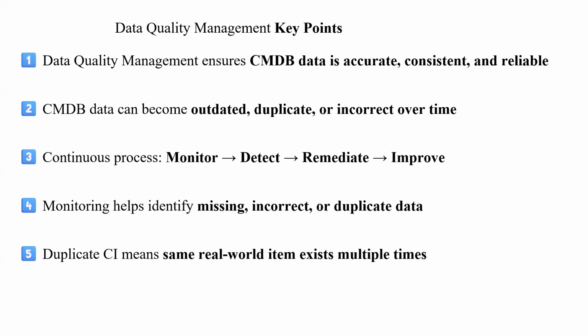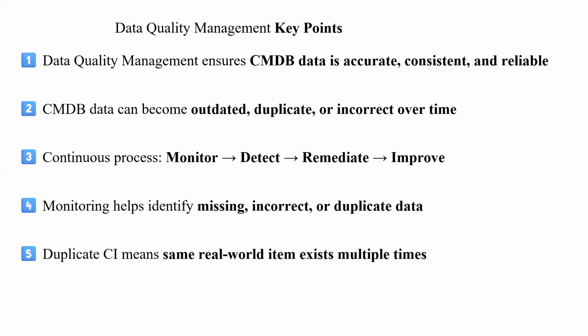Fourth one, monitoring helps identify missing, incorrect, or duplicate data. For example, missing is no IP address, incorrect data is a wrong operating system, and duplicate is the same CA entered multiple times. Fifth one, duplicate CA means the same real world item exists multiple times. For example, one laptop is recorded twice in the CMDB. That's a duplicate. It will create confusion and incorrect reporting. Instead of one laptop, there are two or more laptops.